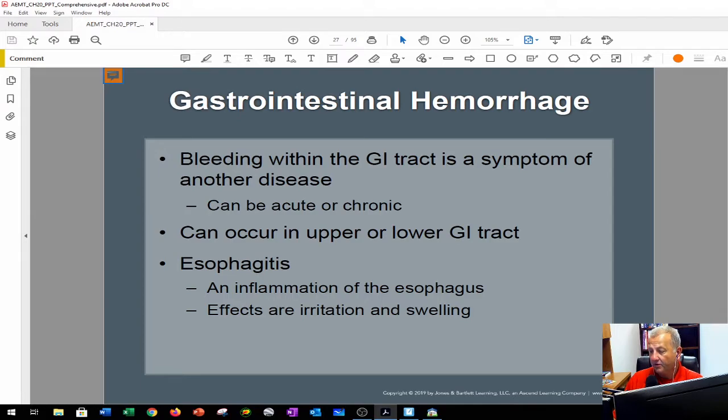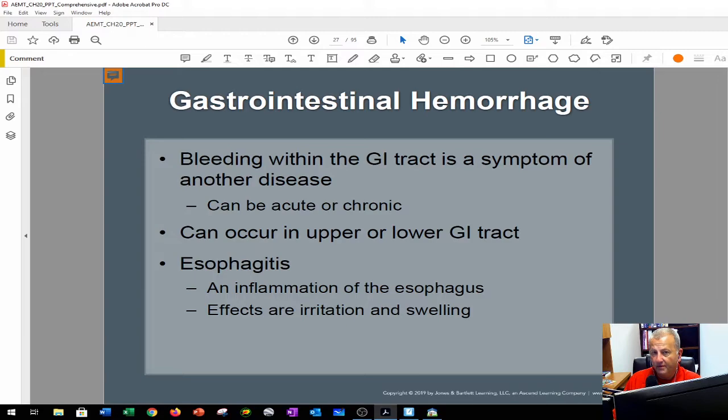And then we talk about the lower GI bleeds, which span from the upper part of the small intestine to the anus. Okay, and some causes of that are usually bowel inflammation, diverticulitis, cancer, and even hemorrhoids can cause some blood loss there too. We use another definition called melena, and that's dark tarry stools. That's because that blood is mixing in with the stool and it looks really black and tarry.